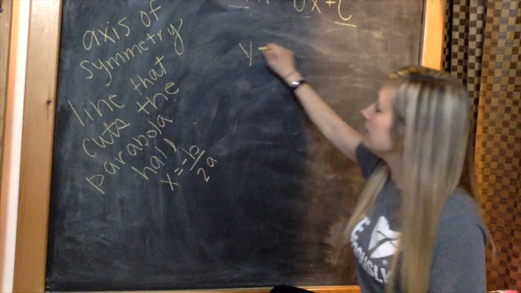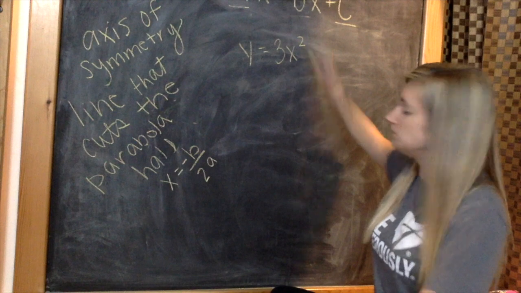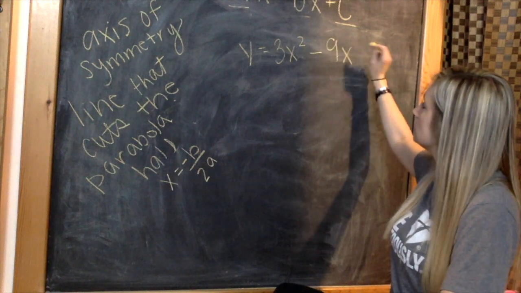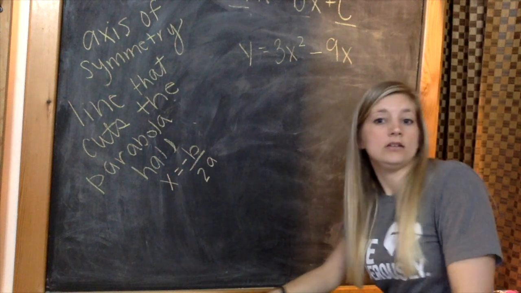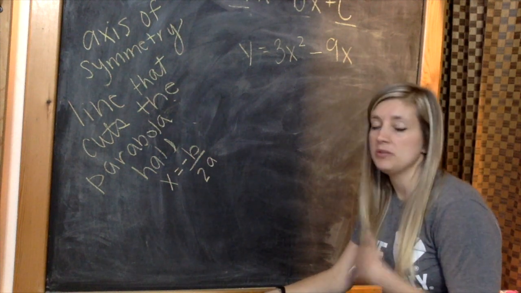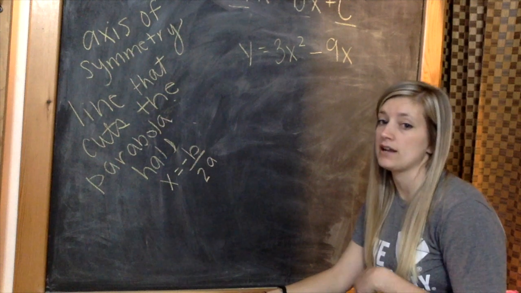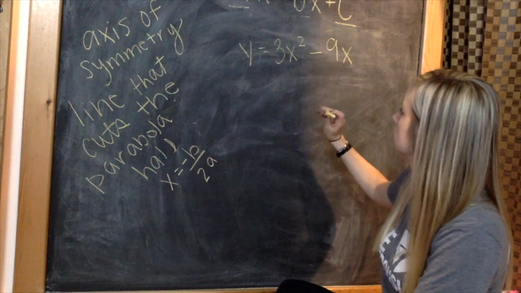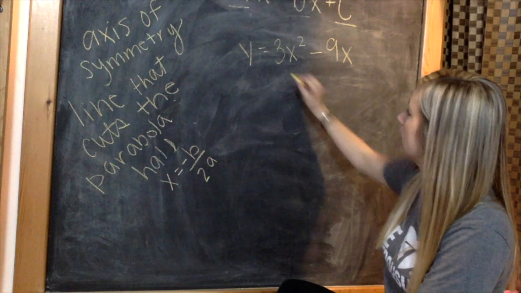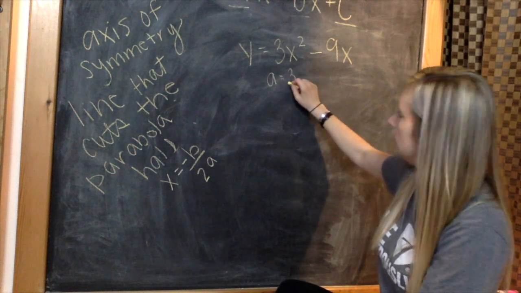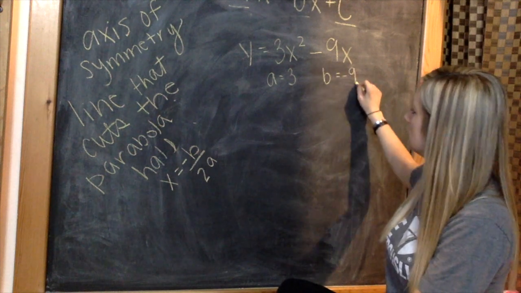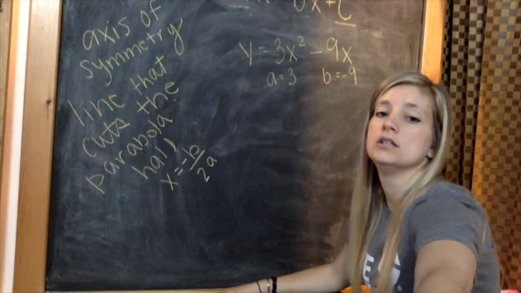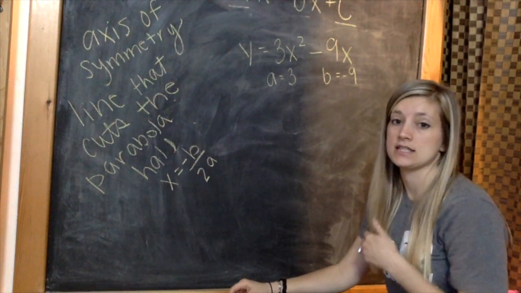So if I have y equals 3x squared, let's go minus 9x, and that's it. You don't necessarily need a c. It's no big deal. All we need is our a and our b in order to find our axis of symmetry. So A is 3, B is negative 9, and then we know our C is 0, but again, we don't need our C point to find the axis of symmetry.